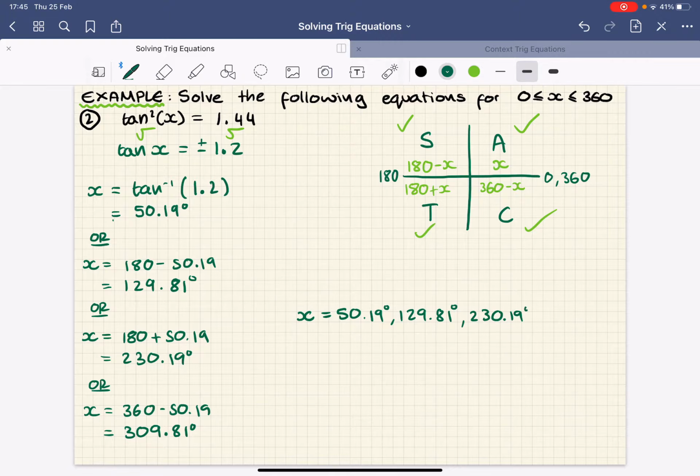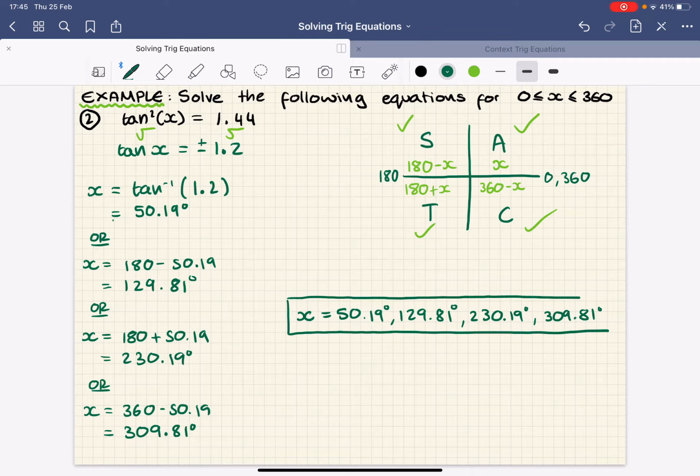So let me know if you have any questions about this. There is only one more video that I'm doing after this, and that's where it's just a single example of where one of these could be in context. But that is essentially our trig equations.